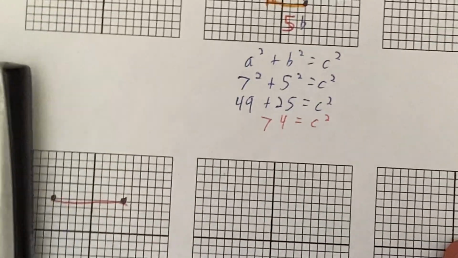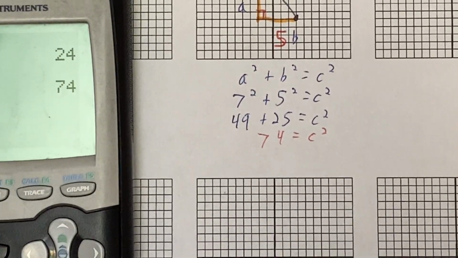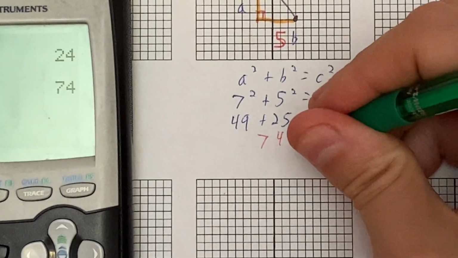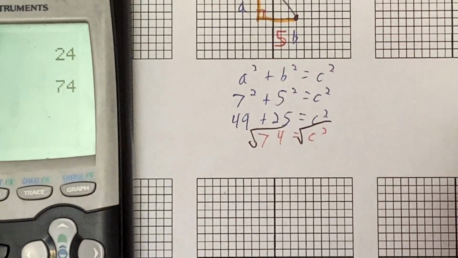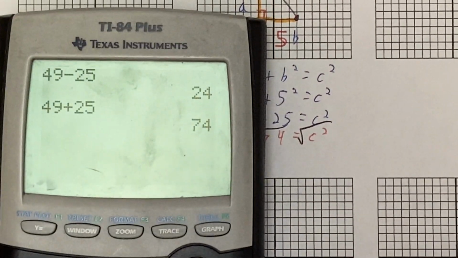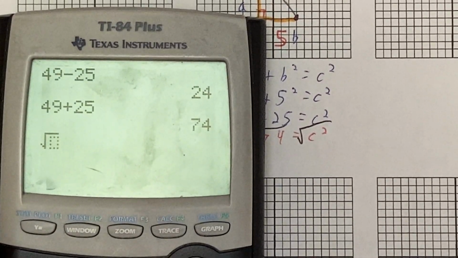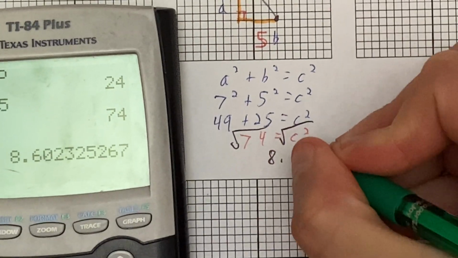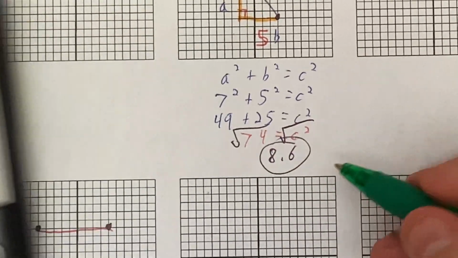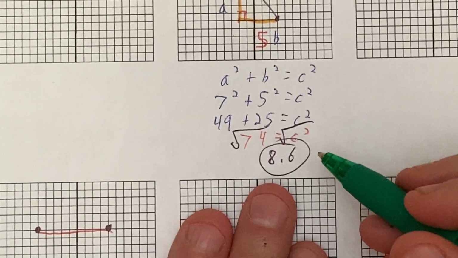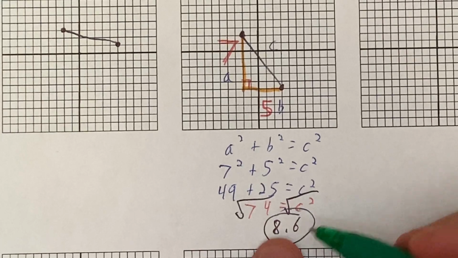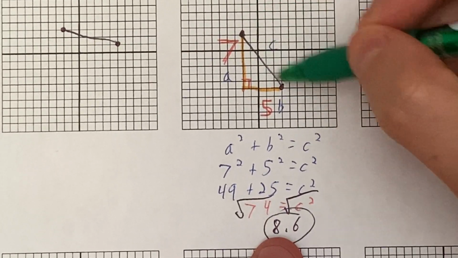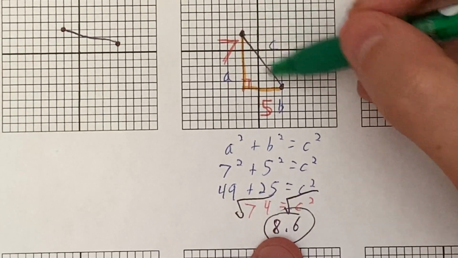So how do you make it just C and not C squared? It is square rooting. So take the square root of 74, and it's about 8.6. At this point, it's always good to go back to the question and see if it's believable. Like, this is 7 and this is 5. It's believable that this is somewhere between 8 and 9.